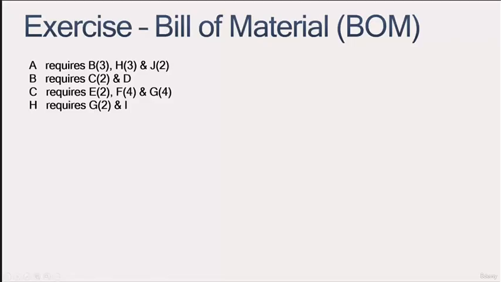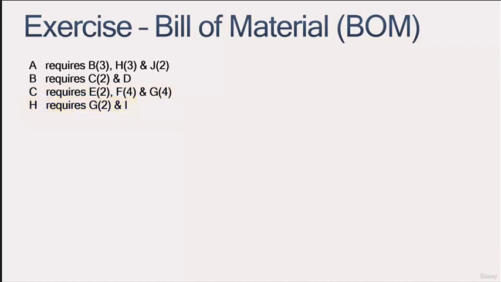In this exercise, we're going to create a bill of material. We're given the following data. Item A needs 3 item Bs, 3 Hs, and 2 Js. Item B needs 2 item Cs and 1 D. Item C needs 2 item Es, 4 Fs, and 4 Gs. Item H needs 2 item Gs and an I.